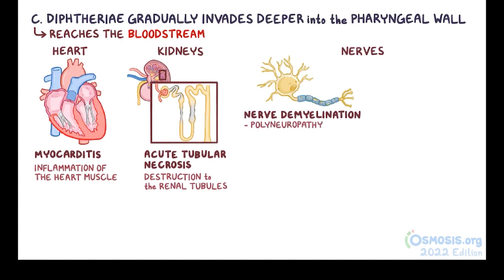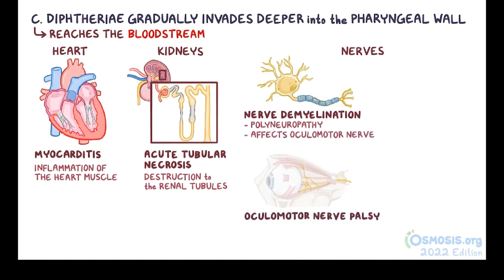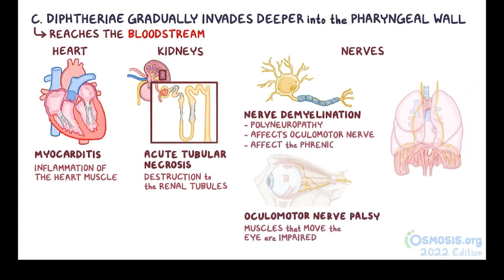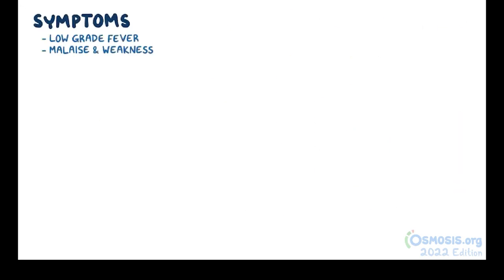Diphtheria polyneuropathy usually affects the oculomotor nerve, causing oculomotor palsy, meaning the muscles that move the eyes are impaired. It can also affect the phrenic nerve, which innervates the diaphragm and in this case, it might cause trouble breathing. Regardless of the affected system, people with diphtheria infection present with symptoms of low-grade fever, general malaise, and weakness.